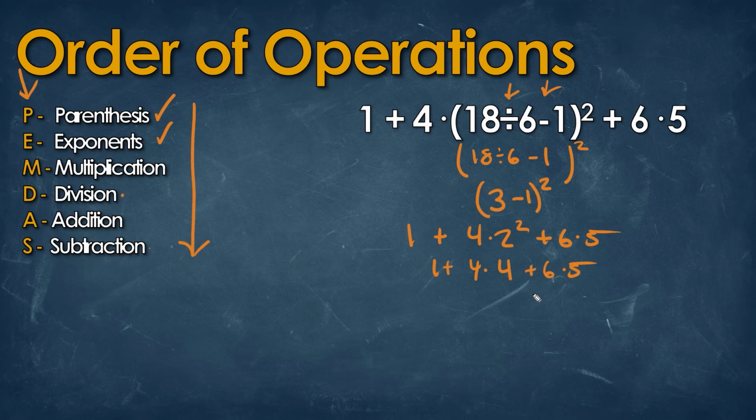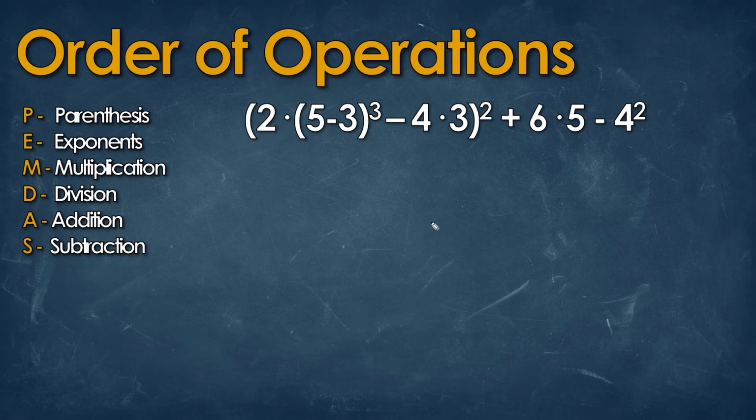And then we'll add the rest of our items here. So now that we've done exponents, we'll move on to multiplication. Looks like we've got 4 times 4 and 6 times 5. It's going to be 16 and 30. And then we'll move on to division. Looks like we're done with division. There's no division here. And then we have addition next. So 1 plus 16 is going to be 17. Plus that 30 will give us an answer of 47.